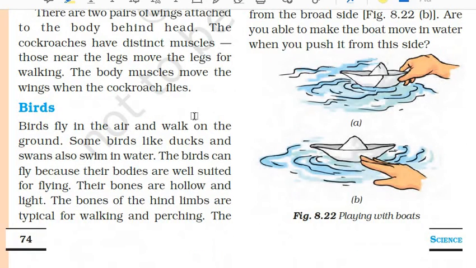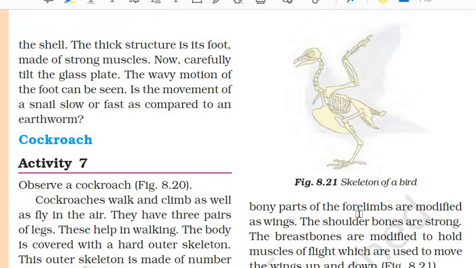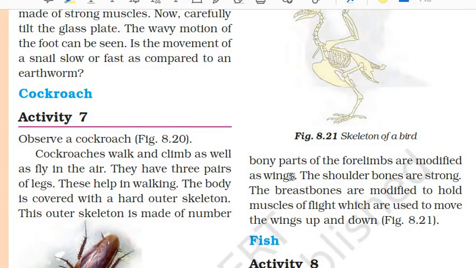Birds fly in the air and walk on the ground. Some birds, like ducks and swans, also swim in water. Birds can fly because their bodies are well suited for flying. Their bones are hollow and light. The bones of the hind limbs are typical for walking and perching. The bony parts of the forelimbs are modified as wings.